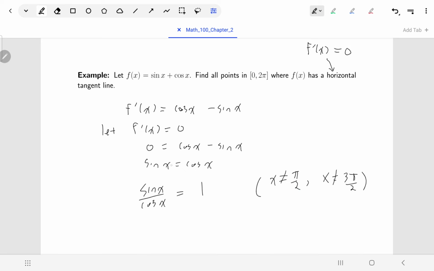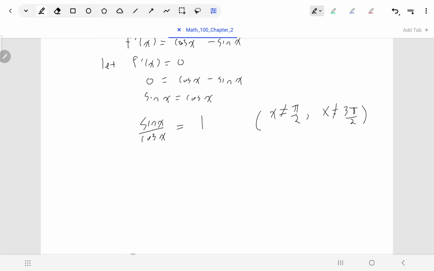And it isn't. I can check that if I had pi over 2, sine of pi over 2 is 1, cosine of pi over 2 is 0. Left side and right side are not equal to each other in my equation. Same thing for 3 pi over 2. Sine of that is negative 1, cosine of that is 0. Left side and right side are not equal to each other. So I don't have to worry about losing solutions here. I can divide both sides by cosine of x. I know that pi over 2 and 3 pi over 2 are excluded, but that doesn't matter because I've checked that neither of them are solutions.